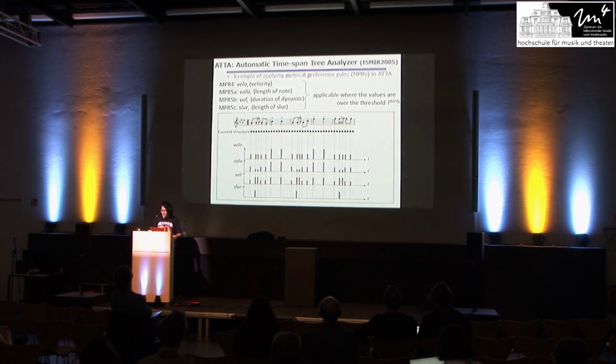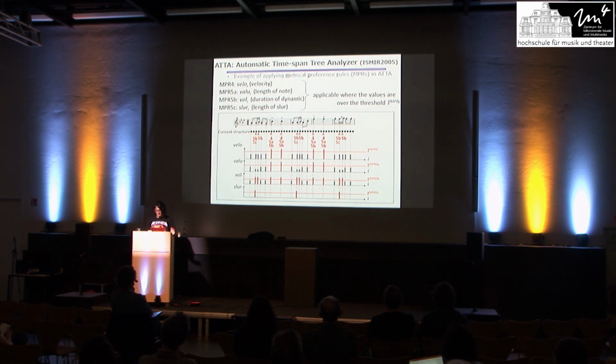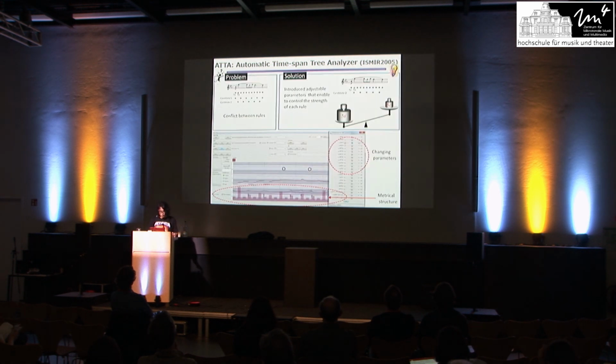Each rule is applicable where the values are over the threshold. For example, when we configure the threshold like this, MPR4 will apply at these 4 positions. And when we configure here, MPR5A will apply at these 4 positions, MPR5B is applied at these 10 positions, and these 3 positions will apply MPR5C. And after applying rules, conflicts between rules often occur.